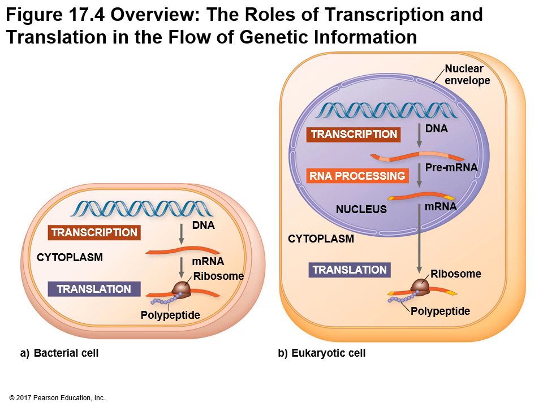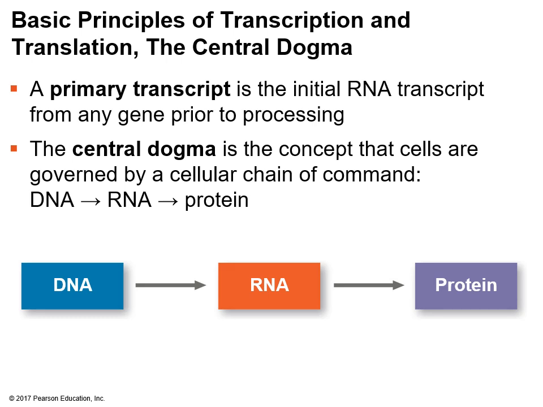So here we compare the bacterial cell and the eukaryotic cell, and immediately you can see that the bacterial cell does not have a nucleus, and the eukaryotic cell has a nucleus where transcription is going to occur, as well as RNA processing, and translation occurs in the cytoplasm. In bacterial cells, or prokaryotes, transcription and translation both occur in the cytoplasm. A primary transcript is the initial RNA transcript from any gene prior to processing.